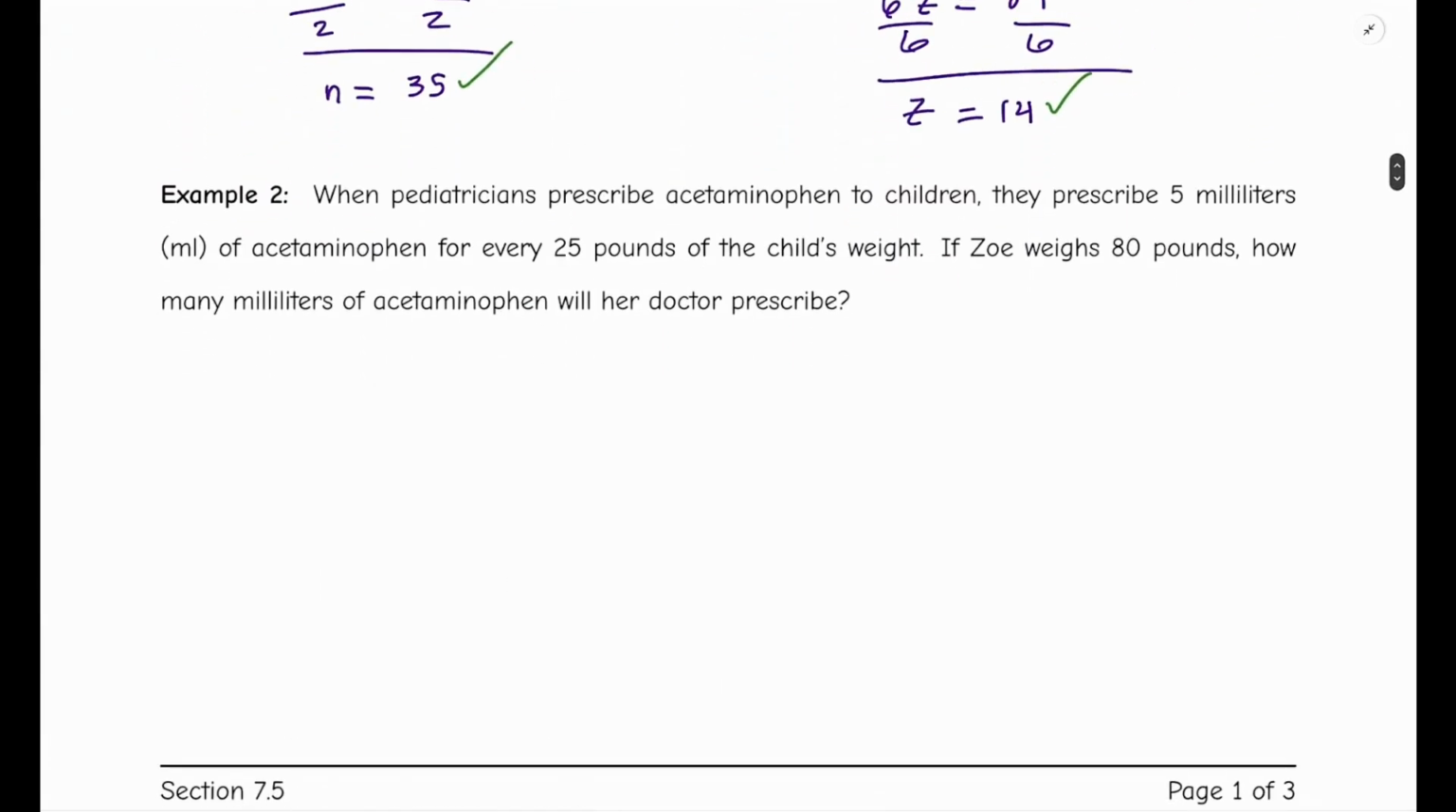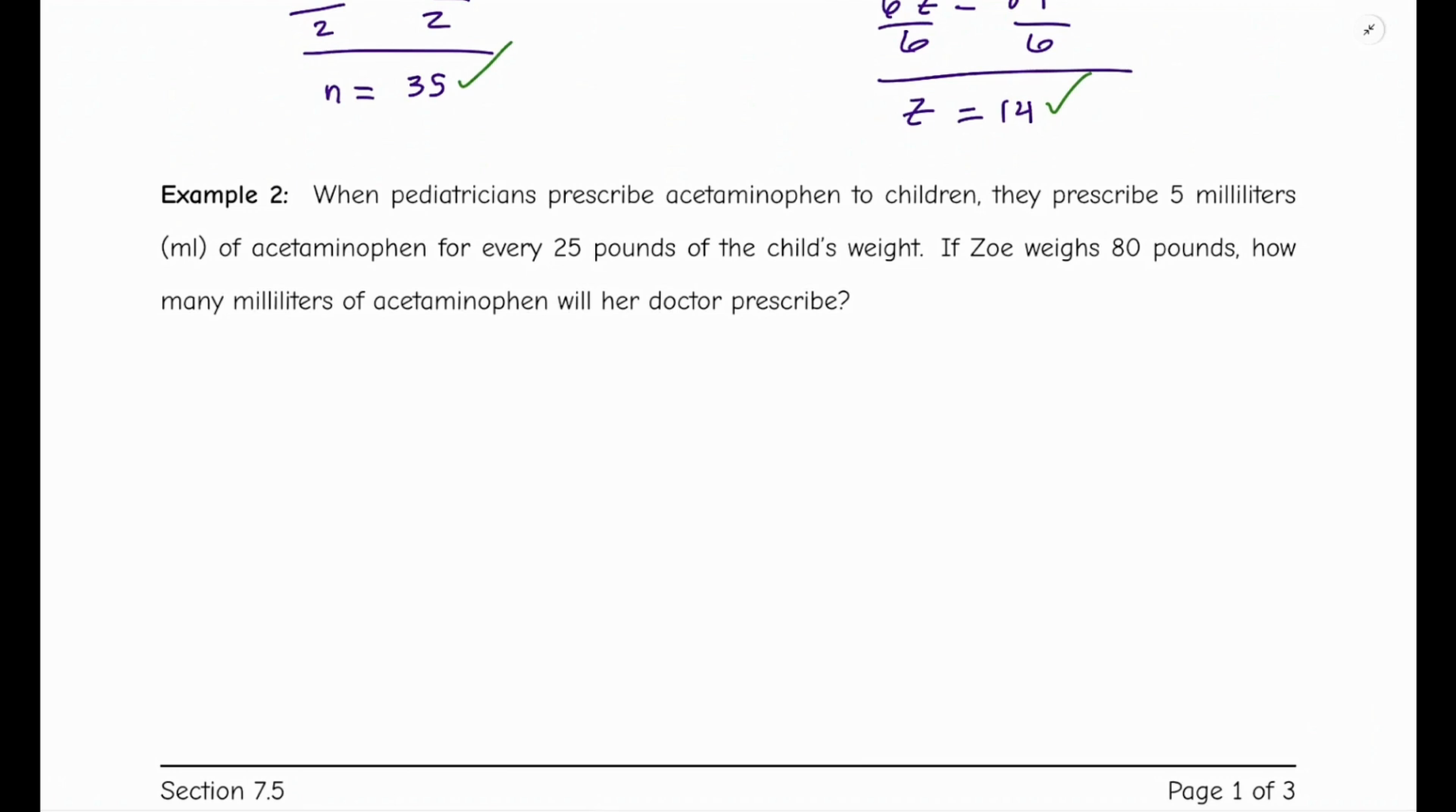Example 2. When pediatricians prescribe acetaminophen to children, they prescribe 5 milliliters of acetaminophen for every 25 pounds of the child's weight. If Zoe weighs 80 pounds, how many milliliters of acetaminophen will her doctors prescribe?